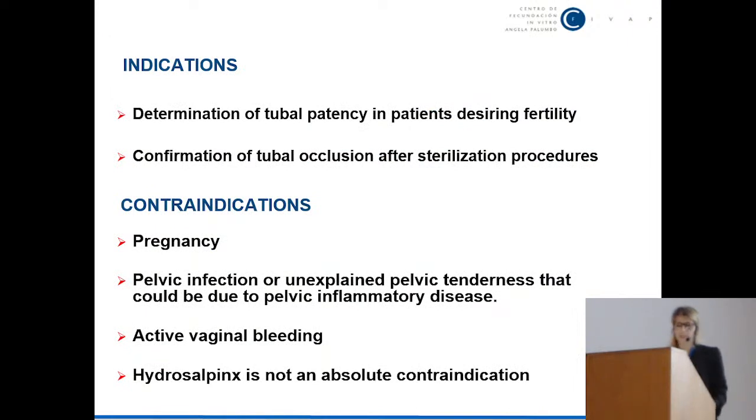Indications are determination of tubal patency in patients desiring fertility, and confirmation of tubal occlusion after sterilization procedures. Contraindications are basically the same as sonohysterography: pregnancy, pelvic infection, active vaginal bleeding, and hydrosalpinx is not an absolute contraindication.